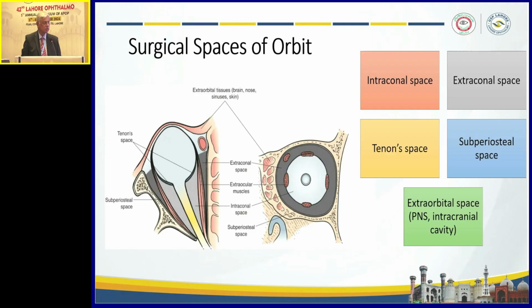These are the surgical spaces: intraconal space, extraconal space, Tenon space, subperiosteal space, and extraorbital space, which are the paranasal sinuses and the intracranial cavity. So these are mainly the surgical spaces where we perform our surgeries.